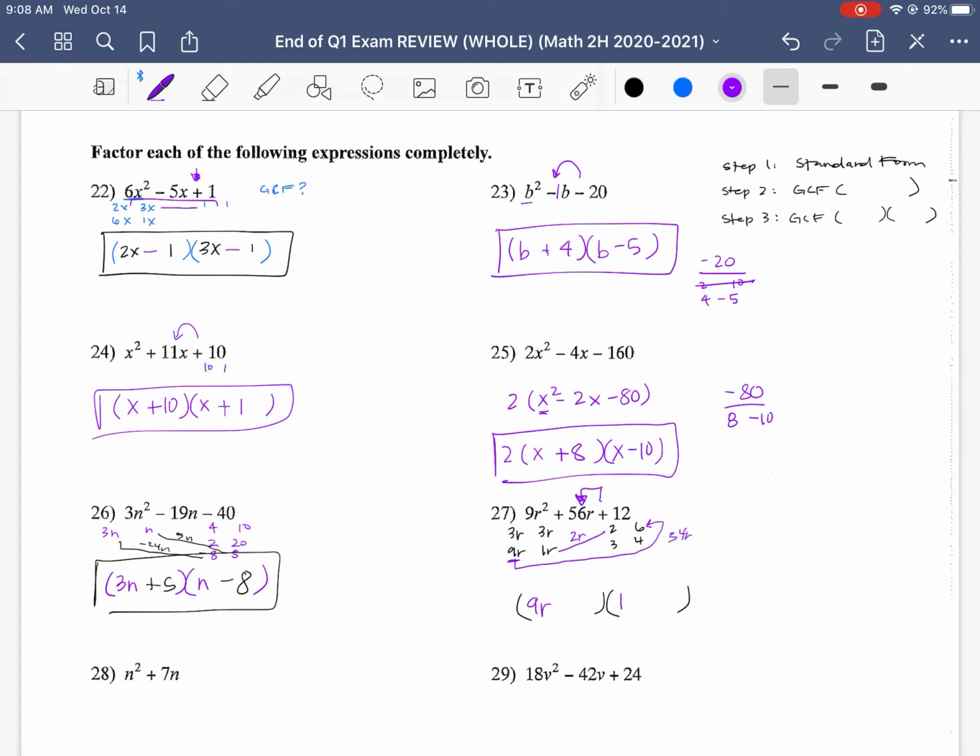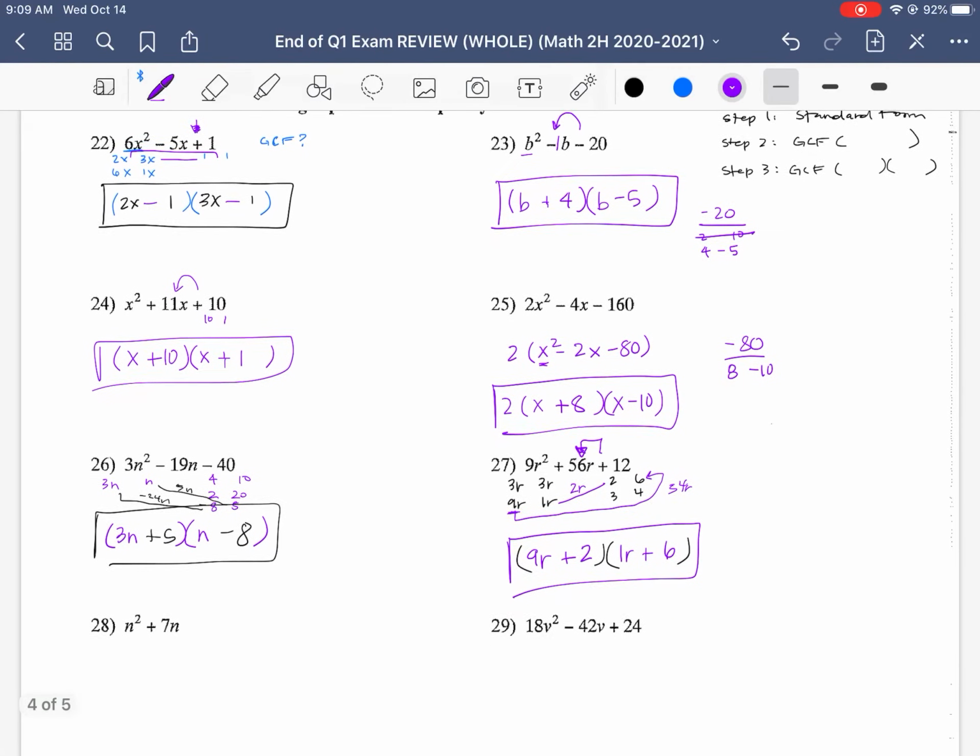So if you know that you're dealing with a large number, you can use those larger factors. So we get 9r and 1r. We want the 9 to multiply by the 6, so it goes on the outside there. And everything is positive in this case. So we're looking at these factors.